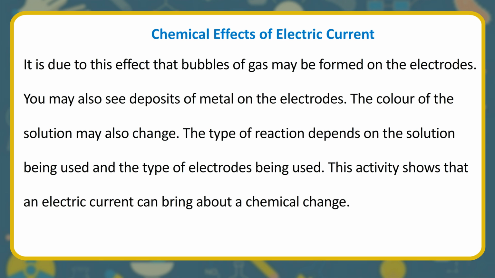You may also see deposits of metal on the electrodes. The color of the solution may also change. The type of reaction depends on the solution being used and the type of electrodes being used. This activity shows that an electric current can bring about a chemical change.